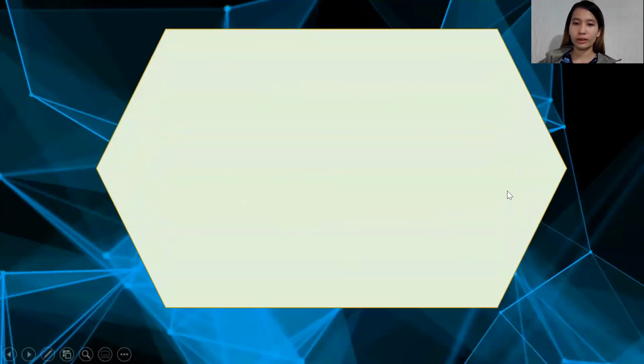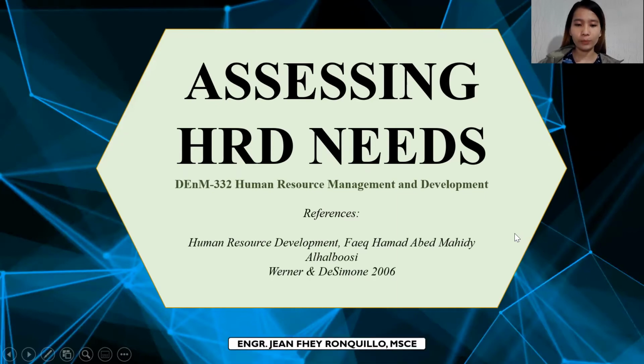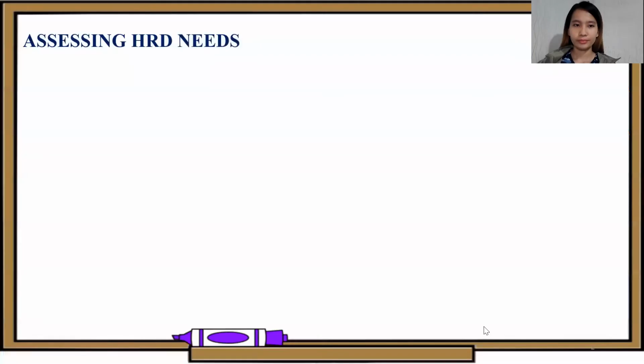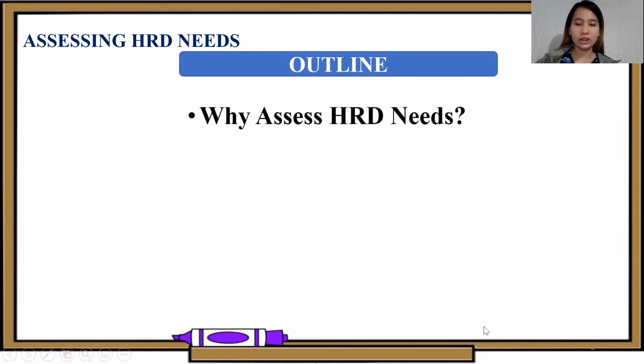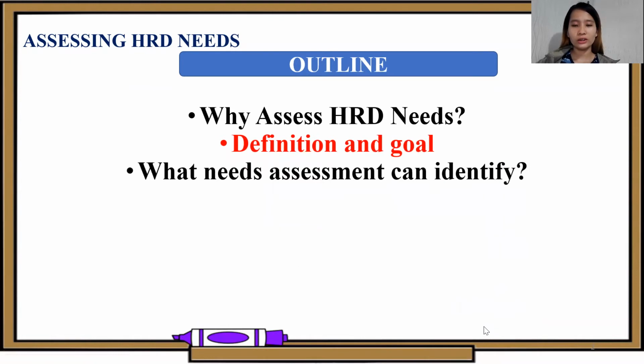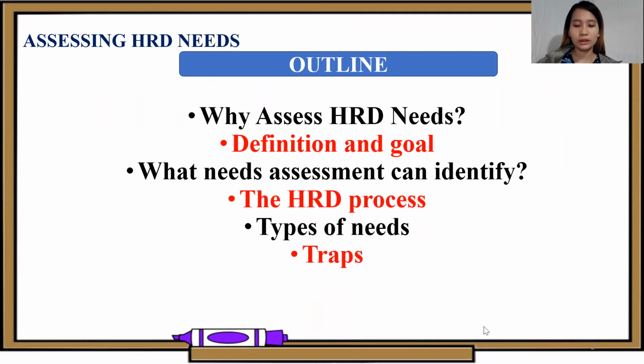Now let's go to assessing HRD needs. So these are the references. Ayan. And I am Engineer Jinpei Ronquillo. So the outline for this report: why assess HRD needs? The definition and goal, what needs assessment can identify, the HRD process, types of needs, tropes, levels of assessments.